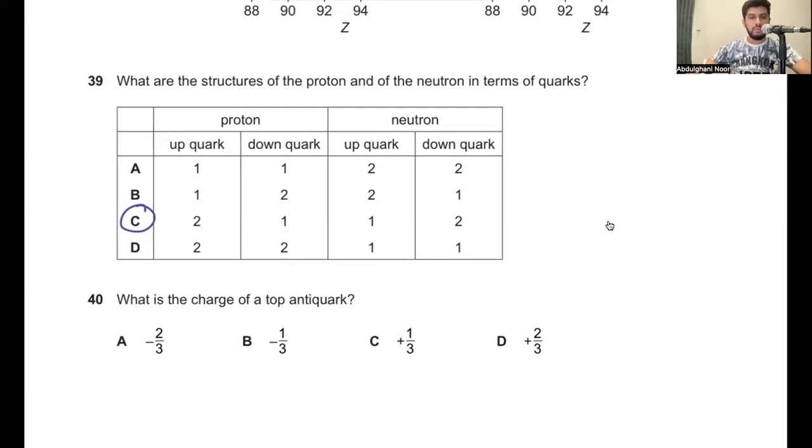Question 40 says, what is the charge of a top anti-quark? What is the charge of a top quark? The charge of a top quark is +2/3. Because they're asking you for an anti-quark, the anti-quark will be the opposite. So -2/3 answer है.